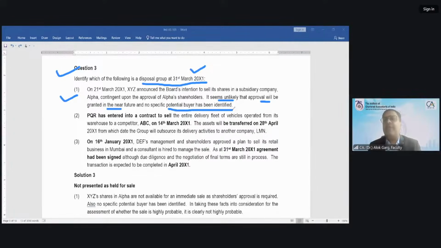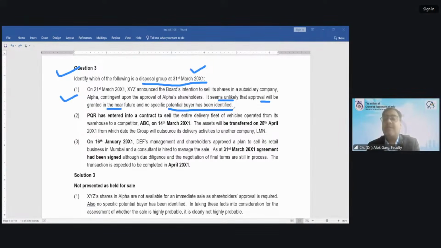While if you read the five conditions, they do not say that a potential buyer has to be there, but they say that management must be committed. The active program to locate a buyer, meaning searching for a buyer, has started. It doesn't matter whether a potential buyer is there or not, but searching has to be started. Number three, the price should be reasonable. Number four, it is likely that the sale will be concluded within 1 year from the date of classification as held for sale.